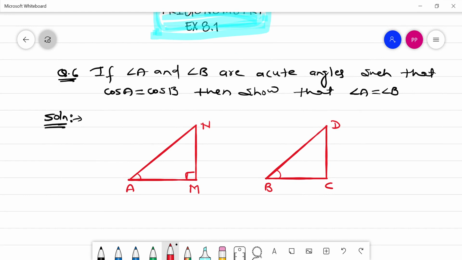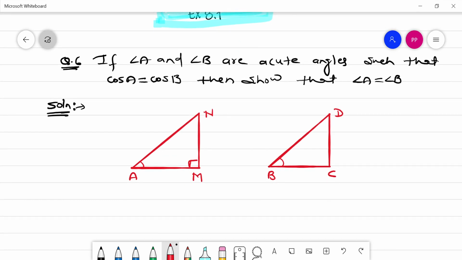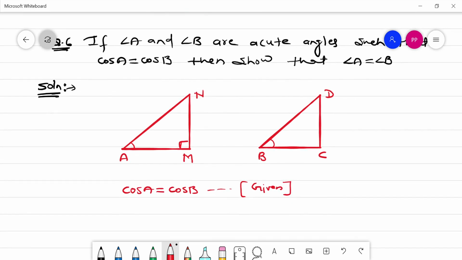Okay. Now, as per the question, it is given that cos A is equal to cos B. This is what is given in the question. Now, as per the definition, we know what the definition of cosine is. So with respect to the first triangle, with respect to this acute angle A, this is perpendicular, AM is base and AN is hypotenuse. So definition of cos A is base upon hypotenuse, so it would be AM upon AN.